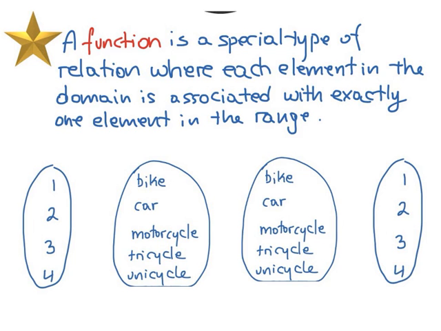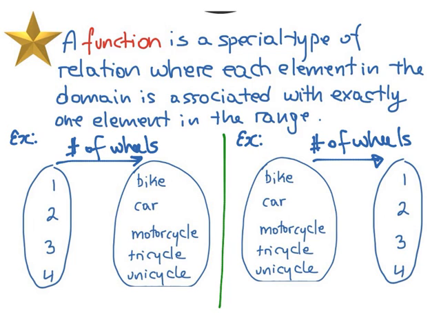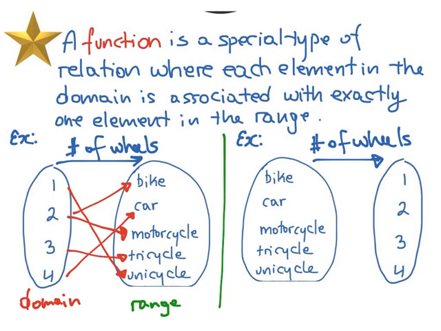A function is a special type of relation where each element in the domain is associated with exactly one element in the range. The first set is called the domain, and the second set is called the range in this example. The example relates the number of wheels to the type of vehicle the wheels contain. For 1, we have a unicycle has 1 wheel. A bike and a motorcycle have 2, while the tricycle has 3 and a car has 4.